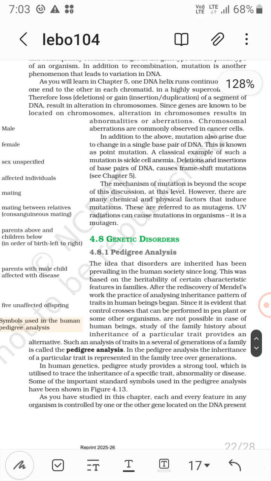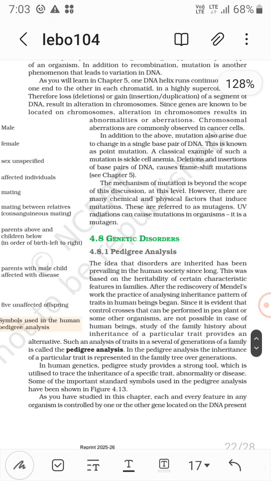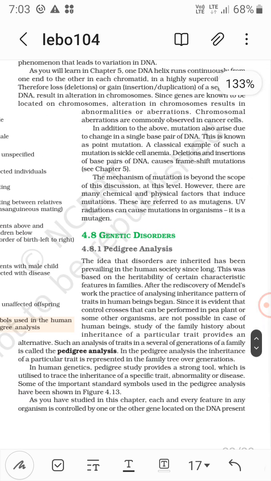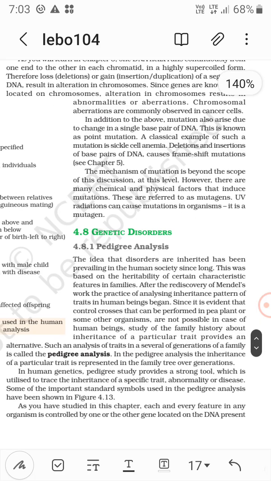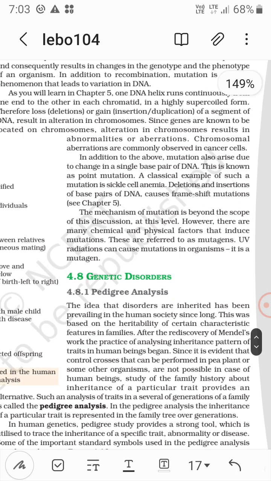Now, mutation also arises due to a change in a single base pair of DNA. This is known as point mutation. A classical example is sickle cell anemia. Deletion and insertion of base pairs of DNA cause frameshift mutations, so either deleting or inserting, and these are known as frameshift mutations.